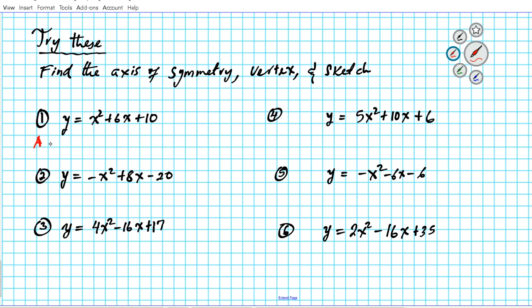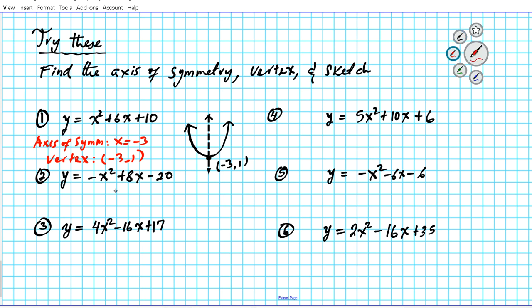So for problem number 1, the axis of symmetry is x equals -3, and the vertex is (-3, 1). And if you sketch the graph, it's going to be opening upwards. Let's say that's the axis of symmetry right there. The graph is going to be opening upwards. So your vertex is (-3, 1), and it opens up, because it's a happy parabola.